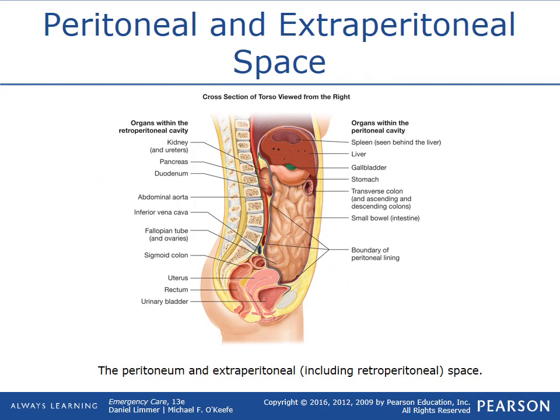You can see the organs that are within the peritoneal cavity: the spleen, the liver, the gallbladder, the stomach, transverse colon, and ascending and descending colon. And you also can see the organs within the retroperitoneal cavity. They're outside of that abdominal lining. And you see the kidney, the pancreas, duodenum, the abdominal aorta. See all of those structures.